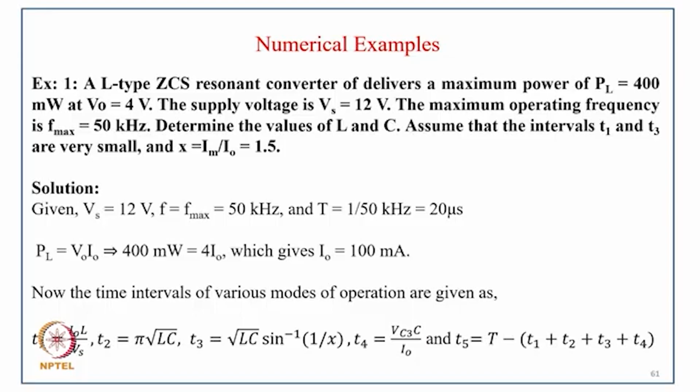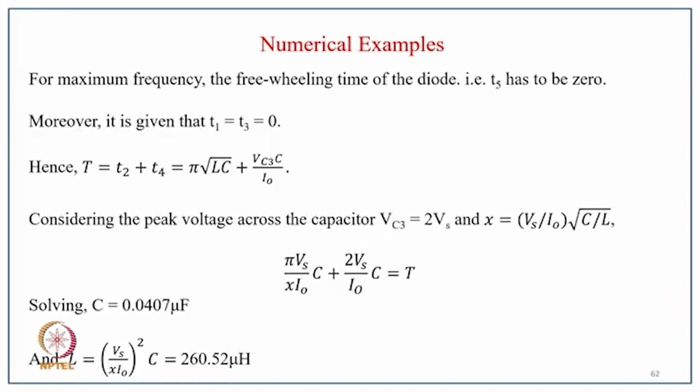So for the solution, given that Vs equal to 12 volt, F equal to F max equal to 50 kilohertz, and T equal to 1 upon 50 kilohertz equal to 20 microsecond, and PL equal to V0 I0 equal to 400 milliwatt, which gives I0 equal to 100 milliampere. Now the time intervals of the various modes of operation are T1 equal to I0 L upon Vs, T2 equal to pi under root LC, T3 equal to under root LC sin inverse 1 upon X, T4 equal to VC3 C upon I0, and T5 equal to T minus (T1 plus T2 plus T3 plus T4).